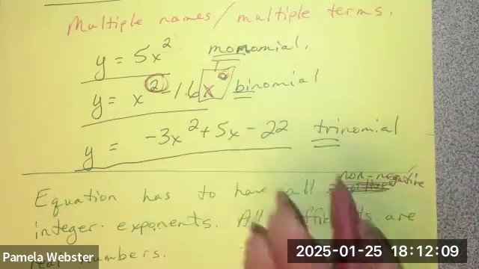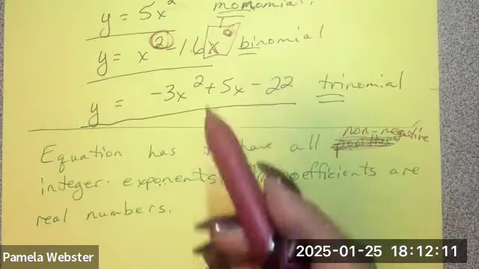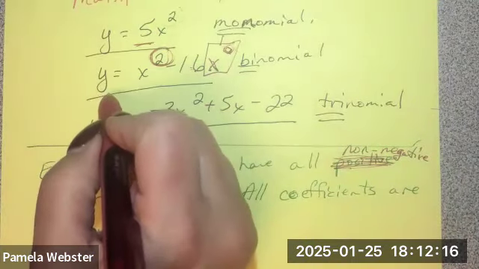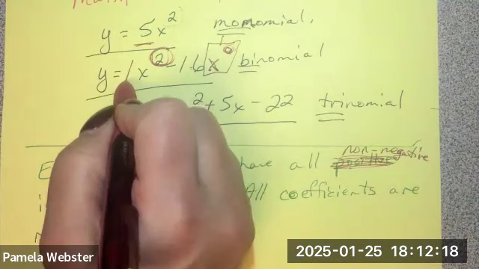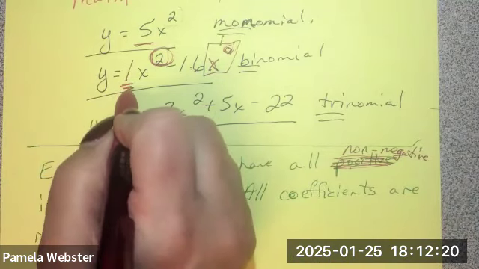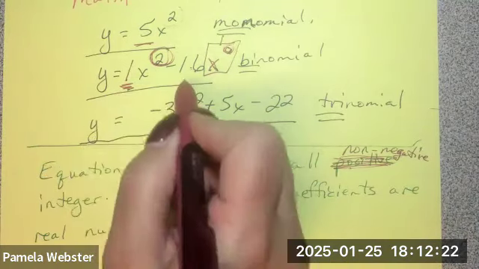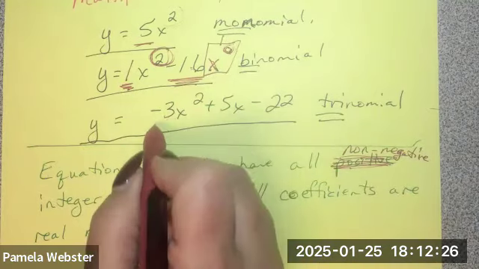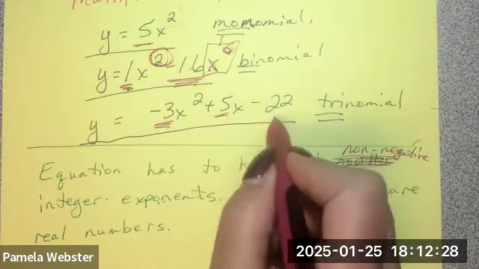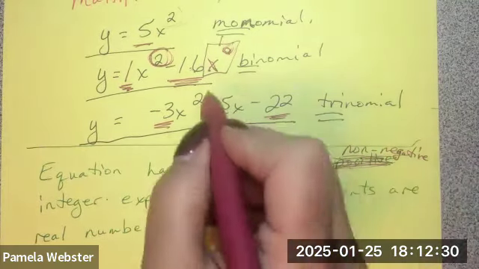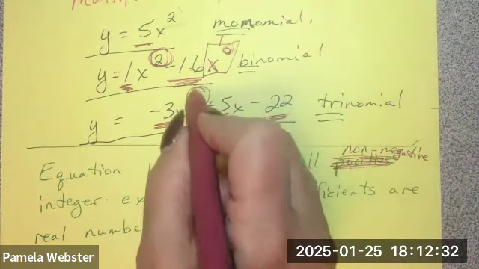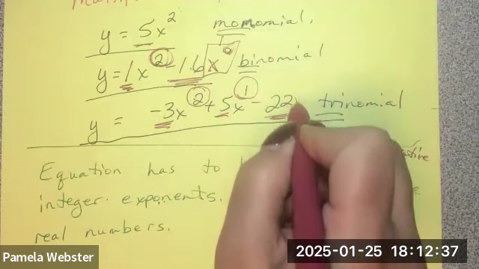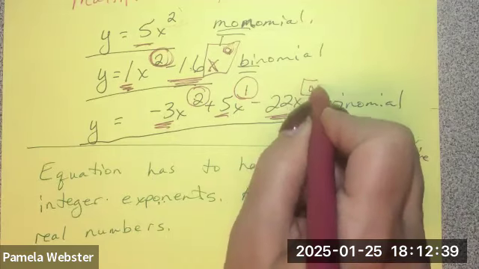0 is not positive and he's not negative. Okay. What about the coefficients here? 5, is that a real number? Yes. The coefficient out here, we don't write it, but it's a 1. Is that a real number? Yes. Negative 16, is that a real number? Yes. Negative 3, positive 5, negative 22. All of those are good as far as coefficients. The exponents here are a 2, a 1, and this guy is an x to the 0.